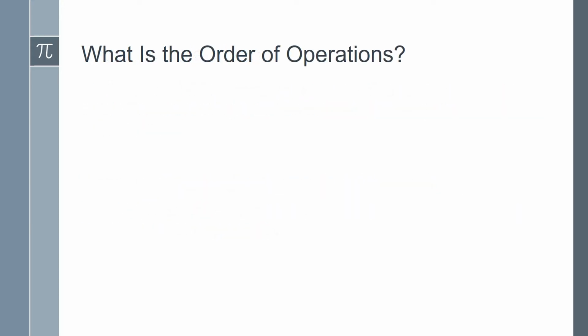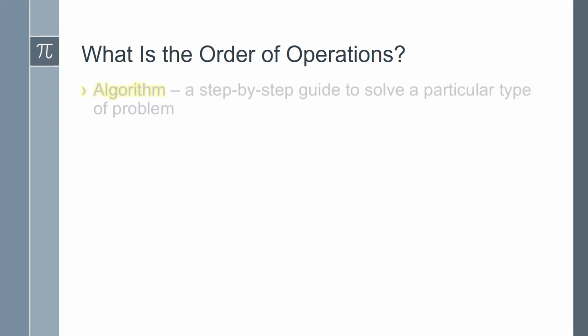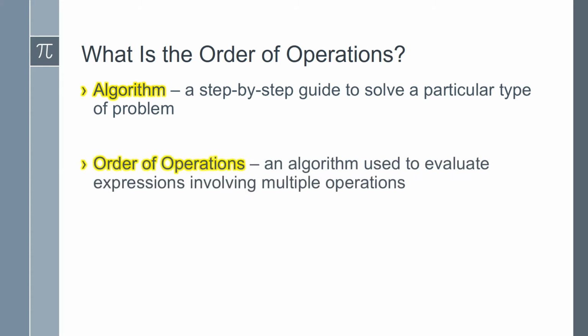Before we get started, we need to discuss a few key vocabulary terms. The first is algorithm. An algorithm is a step-by-step guide to solve a particular type of problem. Some examples of algorithms that you already know are the multi-digit multiplication and division algorithms. Next is order of operations. The order of operations is an algorithm that we use to evaluate expressions involving multiple operations.